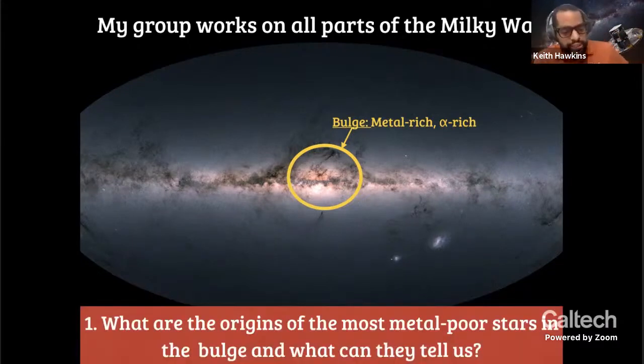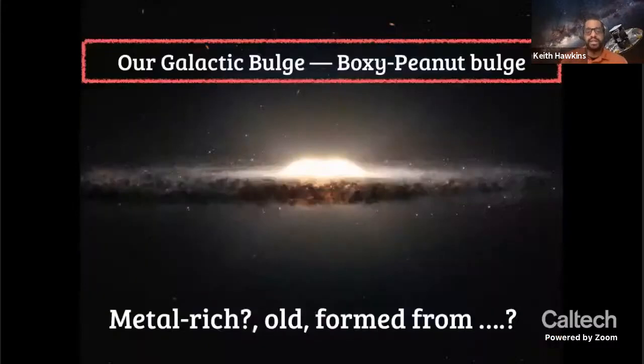And we were really looking for what the origins of the most metal poor stars in the bulge are. The reason for that is because they are not only some of the oldest stars in the galaxy, but they can tell us a lot about how the bulge came to be. So our galactic bulge, we think, is this kind of boxy peanut-like bulge. It's probably mostly metal rich, but there is a metal poor tail to it. And that metal poor tail really hadn't been discussed so much.